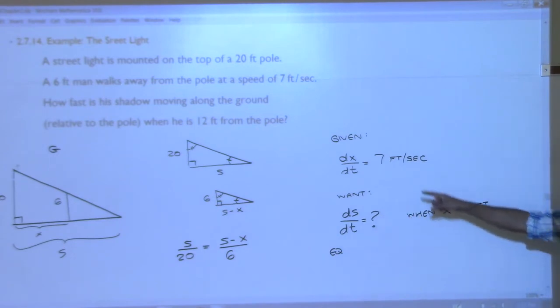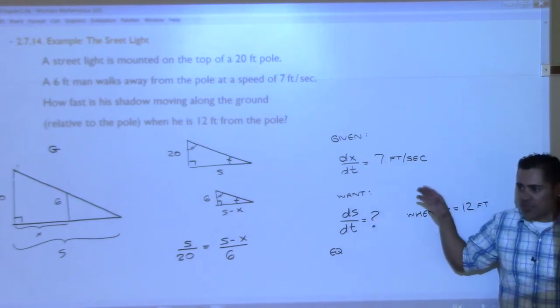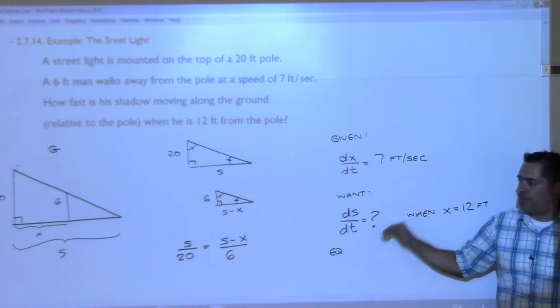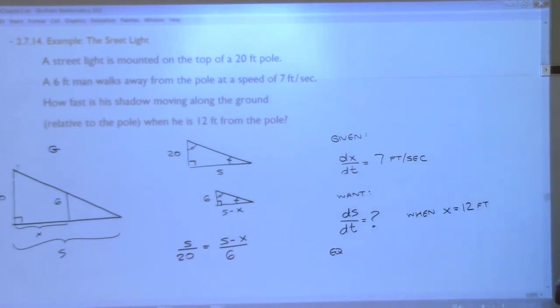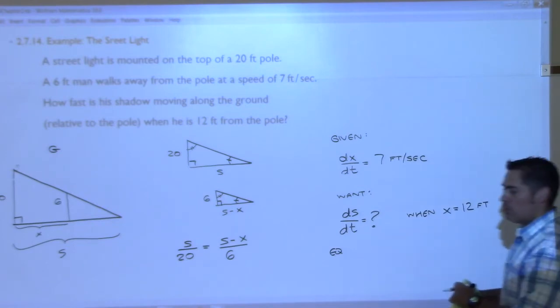And that is an equation, right? That equation has both x and s in it, and that's all I needed, was any equation based on my picture that gives me a relationship between the two. As soon as I have an equation, I can differentiate it. Any questions?